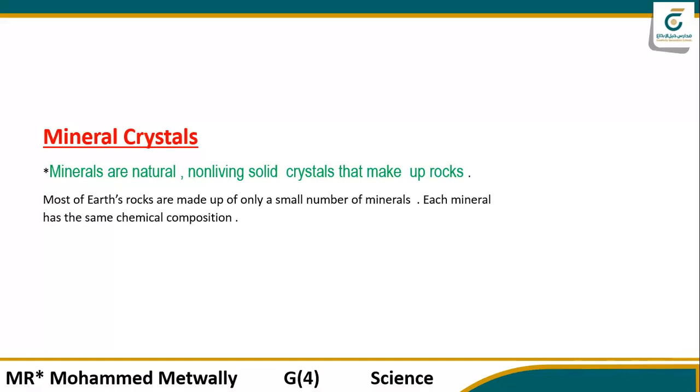You can see rocks all around Saudi Arabia, in the mountains. Wherever you are here in Saudi Arabia, there are a lot of mountains that contain rocks. So rocks are a combination of minerals together. Most of Earth's rocks are made up of only a small number of minerals. Each mineral has the same chemical composition, like you see here.